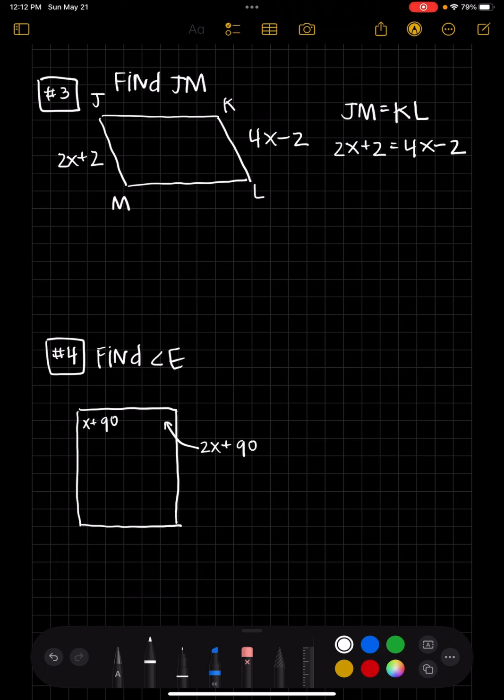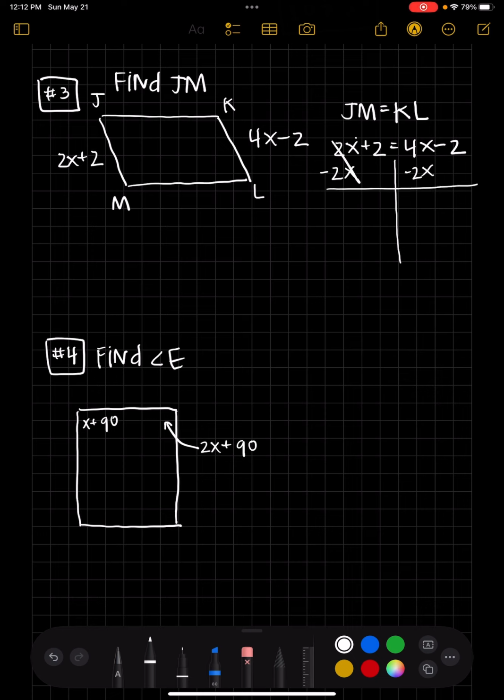And this question doesn't ask us to solve for x, but in order to figure out what they want us to solve for, which is the line JM, we have to solve for x first. So now I'm going to treat it like a normal equation and solve for x. To solve for x in this one, we want to get the x's on the same side. So to do that, I'm going to subtract 2x from each side.